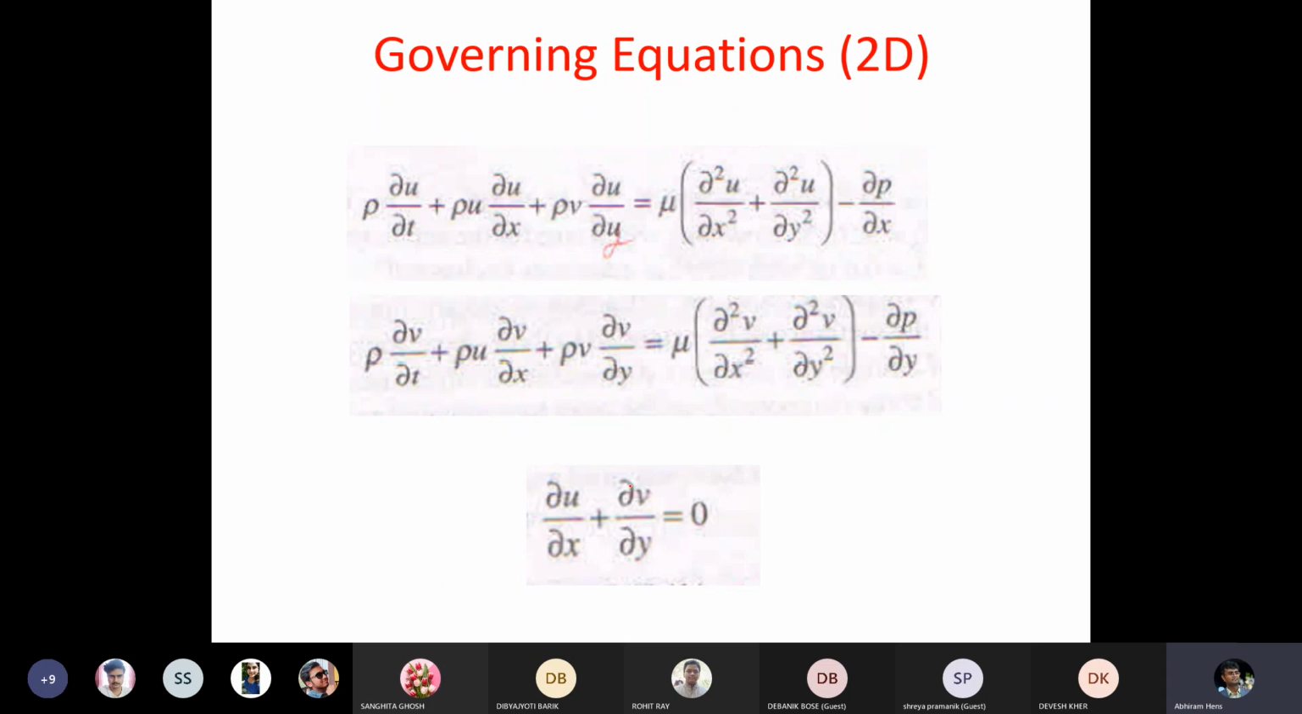For incompressible fluid flow, if we look into the governing equations in 2D, these are the things. This is the Navier-Stokes equation. You know that this is the temporal term, these two are convective terms, and this is your diffusive term, and this is the pressure term.